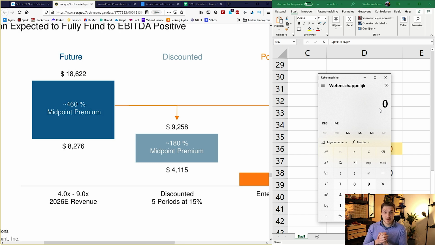It's relatively easy. It's very easy actually. Because we just said in the previous step that we were looking at the revenue of 2026. And we determined that the enterprise value was going to be between 8.26 billion and $18.622 billion. Okay, very well. Now, that was 2026. We want to know what the value is in 2021, which is the year we are living in right now.